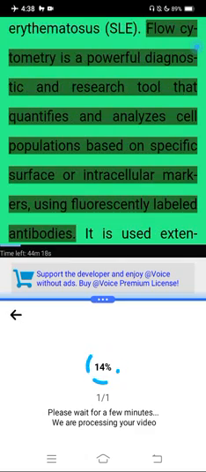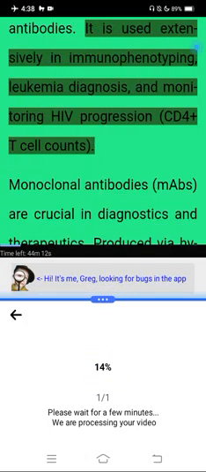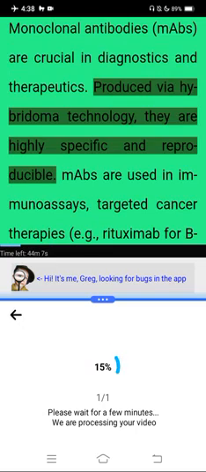Flow cytometry is a powerful diagnostic and research tool that quantifies and analyzes cell populations based on specific surface or intracellular markers, using fluorescently labeled antibodies. It is used extensively in immunophenotyping, leukemia diagnosis, and monitoring HIV progression, CD4+ T cell counts. Monoclonal antibodies (mAbs) are crucial in diagnostics and therapeutics. Produced via hybridoma technology, they are highly specific and reproducible.